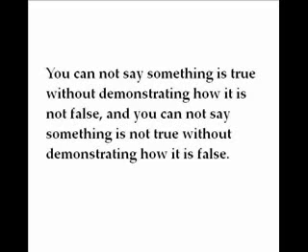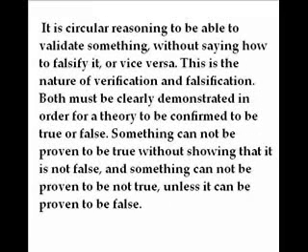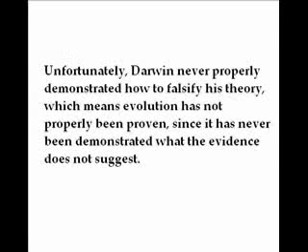You cannot say something is true without demonstrating how it is not false, and you cannot say something is not true without demonstrating how it is false. Any theory that cannot explain how to both validate and falsify its claims in this manner cannot be taken seriously. It is circular reasoning to be able to validate something without saying how to falsify it, or vice versa. This is the nature of verification and falsification. Both must be clearly demonstrated in order for a theory to be confirmed to be true or false. Something cannot be proven to be true without showing that it is not false, and something cannot be proven to be not true unless it can be proven to be false.